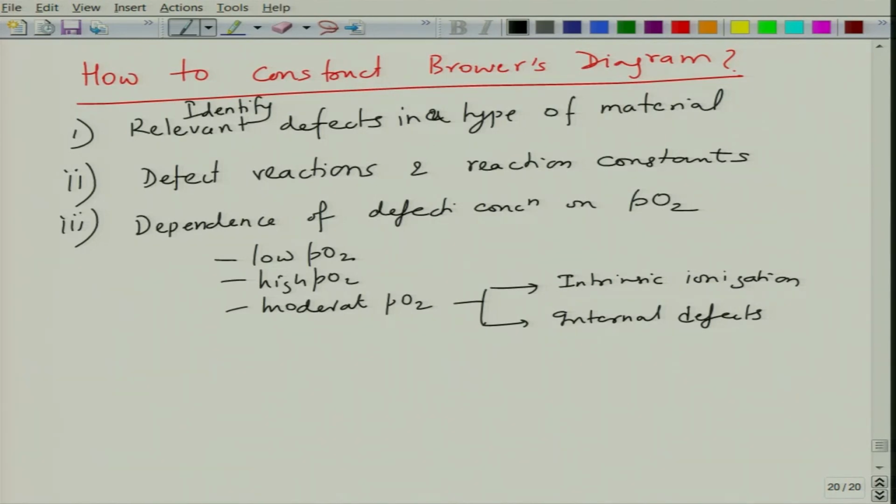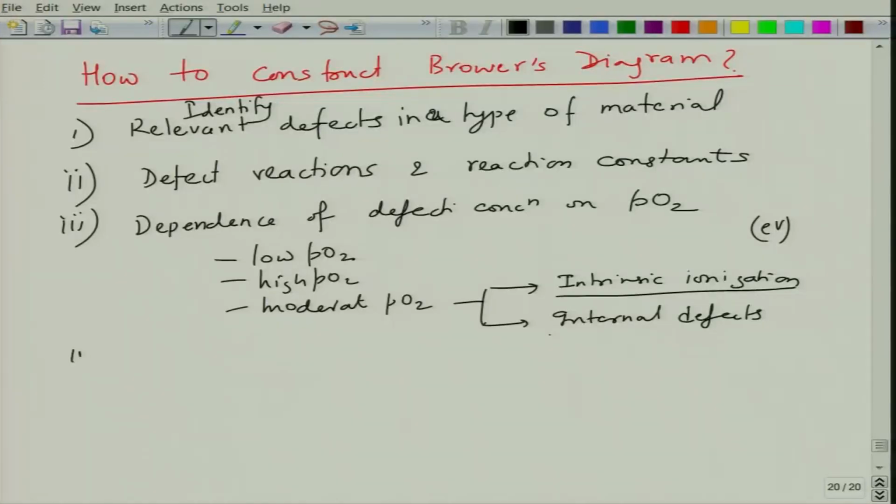This depends generally on the band gap. If the band gap is low, then intrinsic ionization is favored, but you have to consider the energies in terms of eV per defect or whatever, which ones are lower. So, if your defects can be formed easily, then intrinsic ionization will occur less, and if intrinsic ionization can occur at lower band gaps, then defects will be difficult to form. Once you do that, you find out the limiting conditions, which will give you the boundaries of PO2.